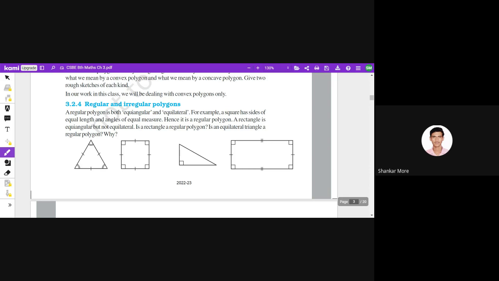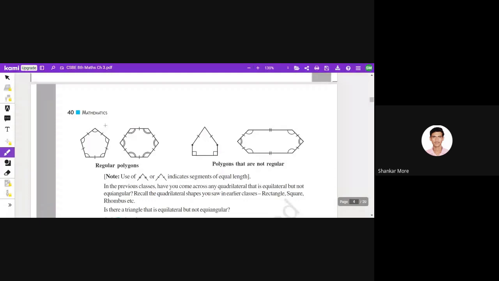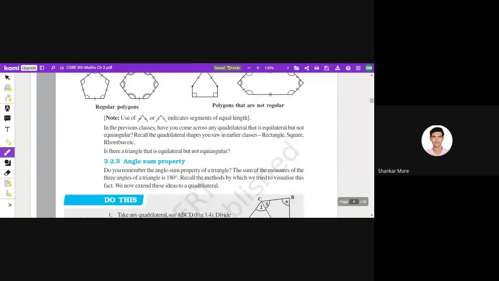And if even one of the sides or one of the angles is not equal to the others, then that will not be a regular polygon. It will be classified as an irregular polygon, right? So you can see some examples of regular polygons over here, and here are the examples of some polygons that are not regular.